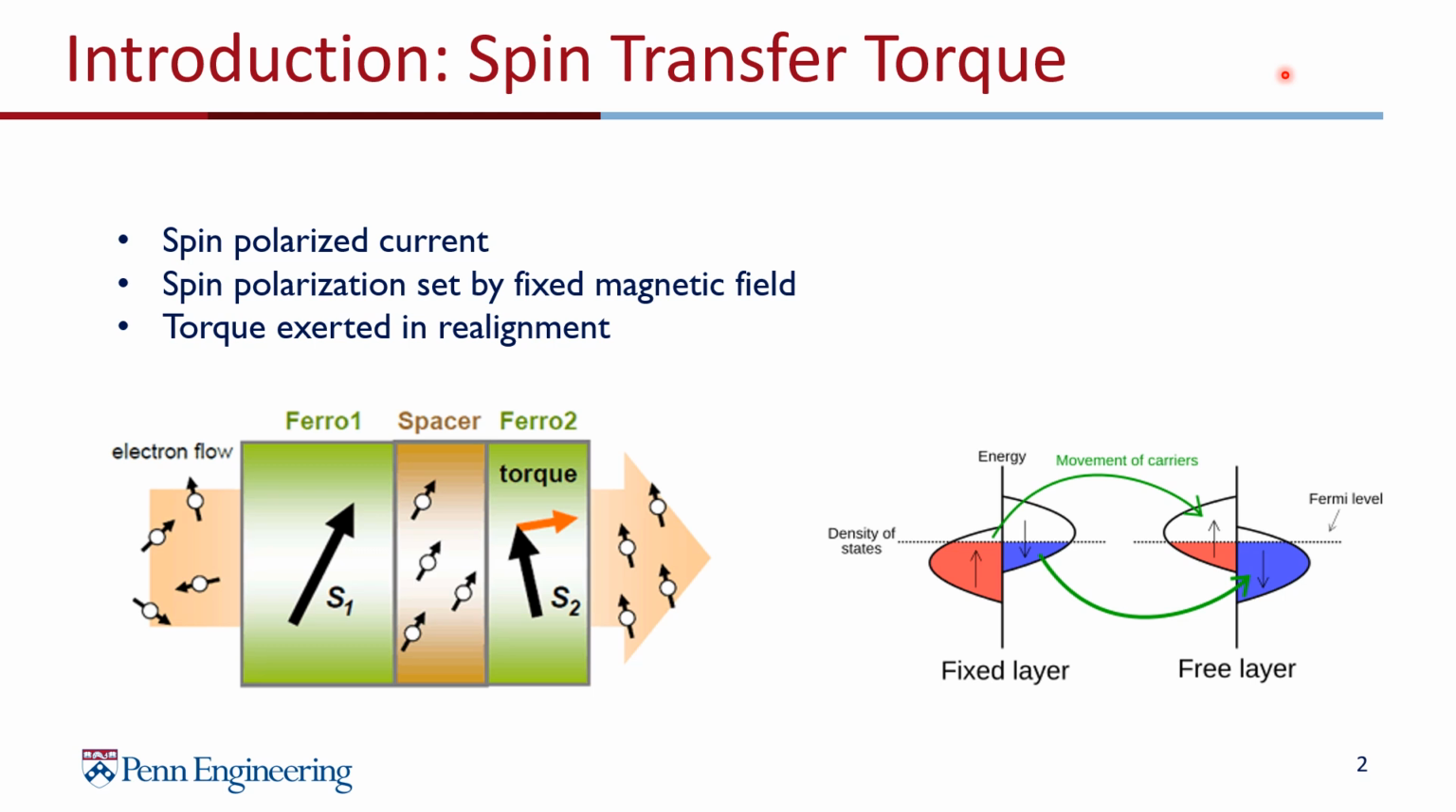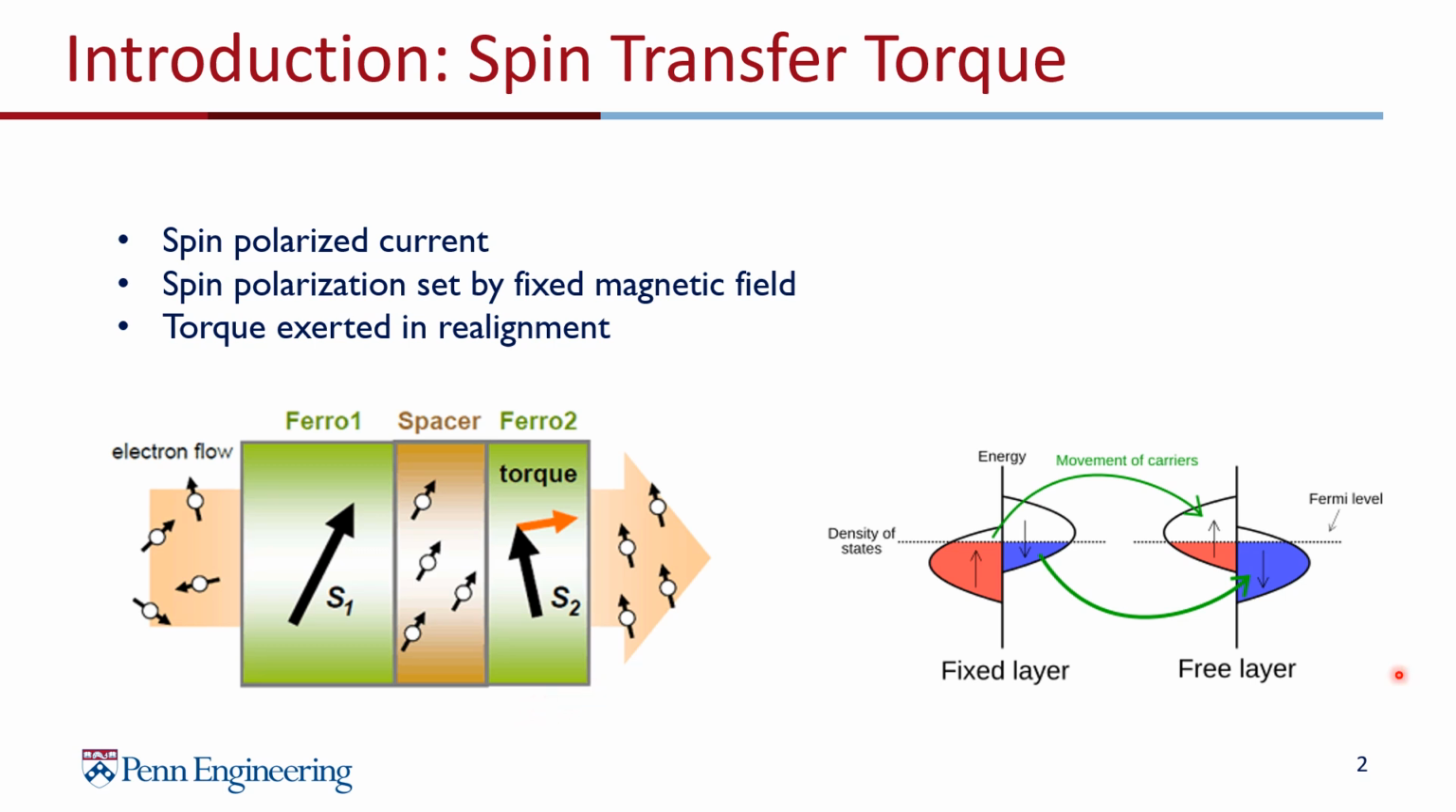In order to change the magnetic polarization of the second free ferromagnetic layer, current is passed into the first fixed ferromagnetic layer, which then sets a spin polarized current which is aligned to its magnetic polarization. That spin polarized current then flows into the second ferromagnetic layer and is able to exert a torque on the second layer's spin. This can reorient the polarization of the second ferromagnetic layer.